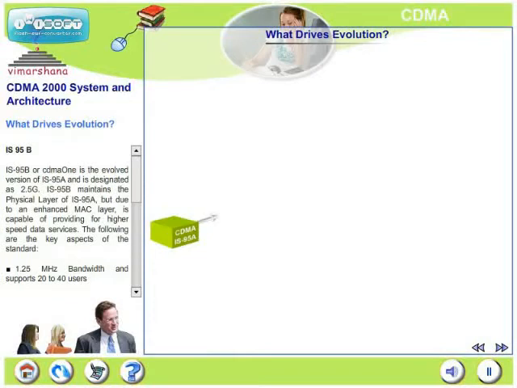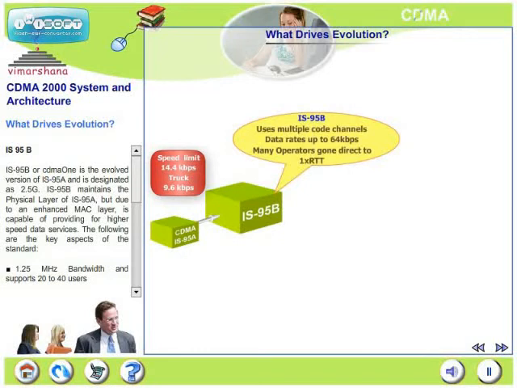Next step in the evolution was IS-95B. This is designated as 2.5G. IS-95B maintains the physical layer of IS-95A, but due to an enhanced MAC layer, this is capable of providing higher data speeds. Following are the key aspects of IS-95B standard.